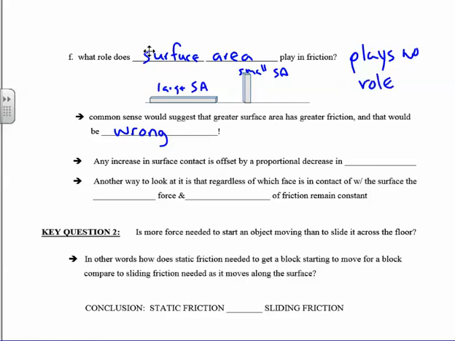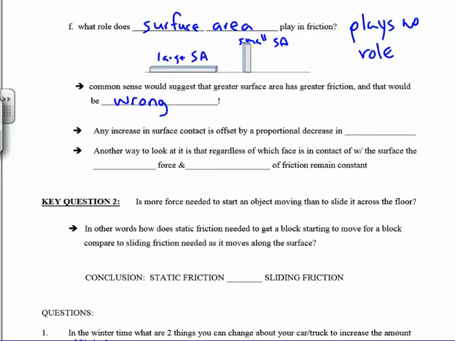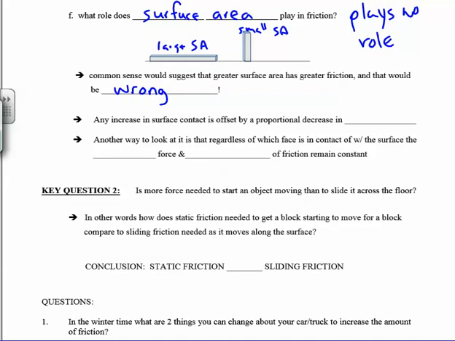There are two ways you can try to look at that if you want to understand it. Any increase in surface contact, let's say in this guy right here, is offset by a proportional decrease in pressure. We really haven't formally talked about pressure, but essentially, even though this flat one is touching more area, its weight is distributed over a greater area, and that cancels out the area effect. Whereas this guy is touching a small area, but its weight is concentrated over a much smaller area, so it offsets it.